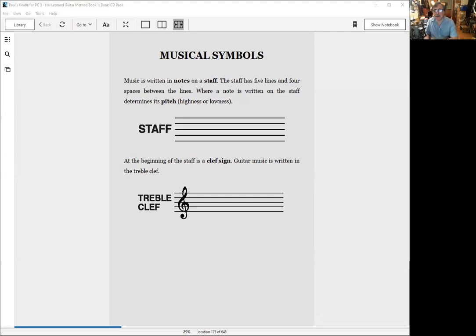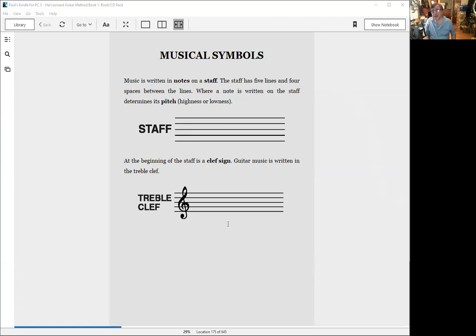These screenshots that you're going to see are from the book that you're using, the Hal Leonard Guitar Method, Book 1. Now, in the beginning of the book, there's a page called Music Symbols. On that page, you'll see a picture of the music staff. This is what notes are written on, 5 lines and 4 spaces. You'll know what note you're playing by which line or what space the note is on or in.